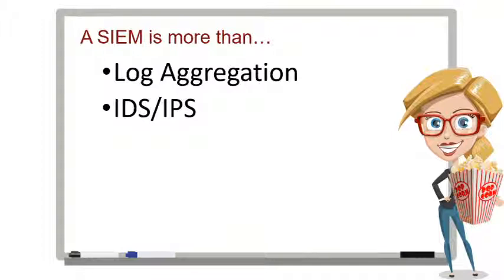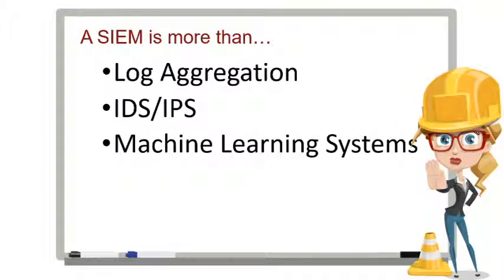Relying solely on an IDS system is like seeing one frame of a movie and thinking you have watched the entire thing. Machine learning systems can be valuable, but they do not replace the need for a SIEM. They are still a single device with a single view of the system and network. The value of a SIEM is in the cross-correlation of data from all devices, including machine learning devices.